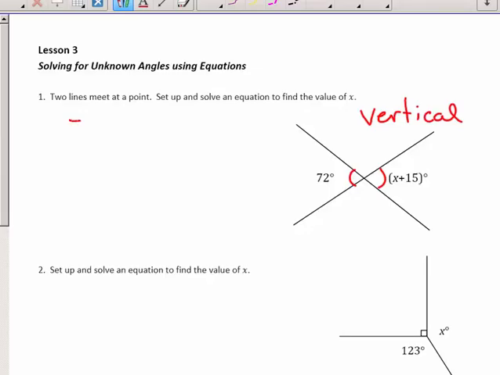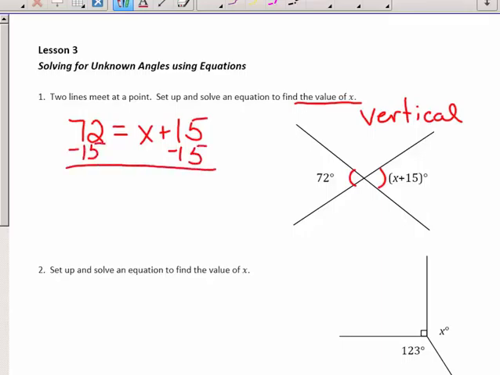So my equation, 72 has to equal x plus 15. Here they're only asking me to find the value of x. Okay, so to get x by itself, I have to cancel 15. So that should give me 57, and I'm sure you're checking. Okay, so x is 57. They didn't ask for the angle, they only asked for x, which means that I can be done.